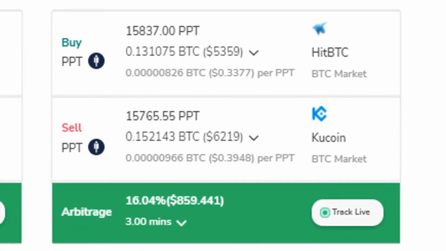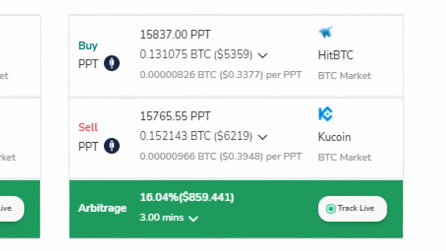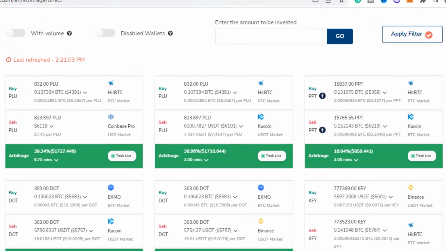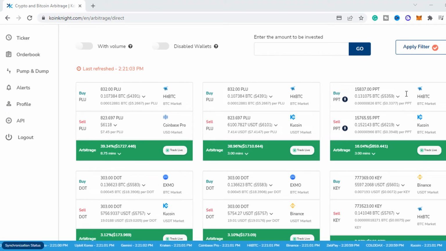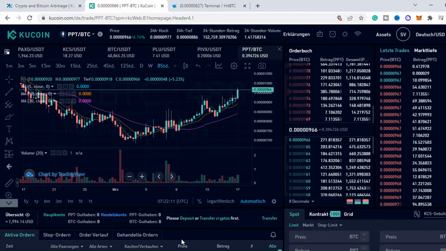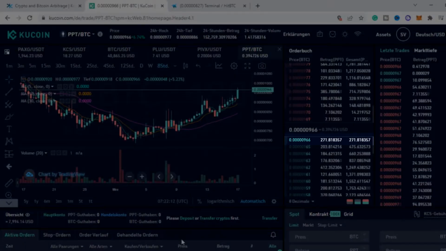Let's try to make a trade. You can see that we have to buy PPT on HitBTC and sell it on KuCoin. That would give us 16% in profit. If we click on HitBTC, Koinknight will lead us to the page. Let me check KuCoin first and I can confirm that the buy order is there at 966 Satoshis, as it says on Koinknight.